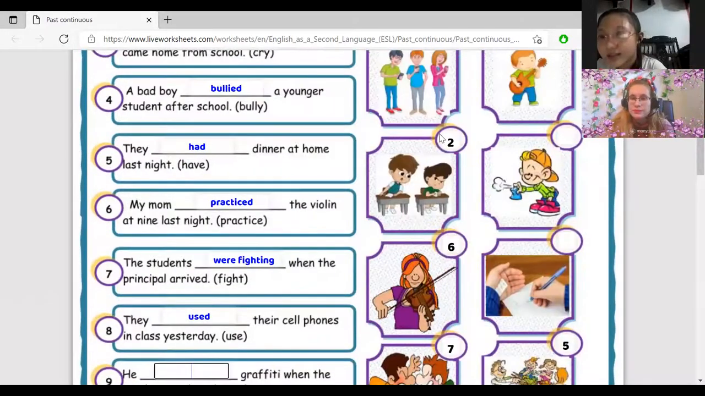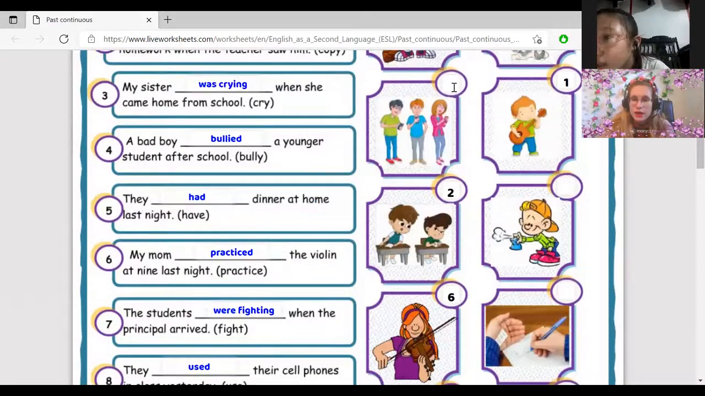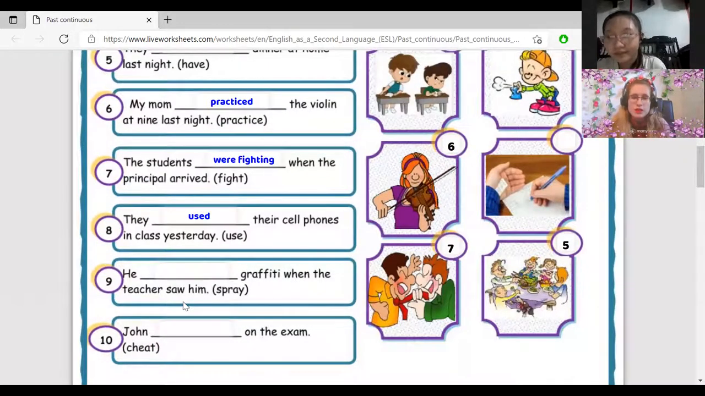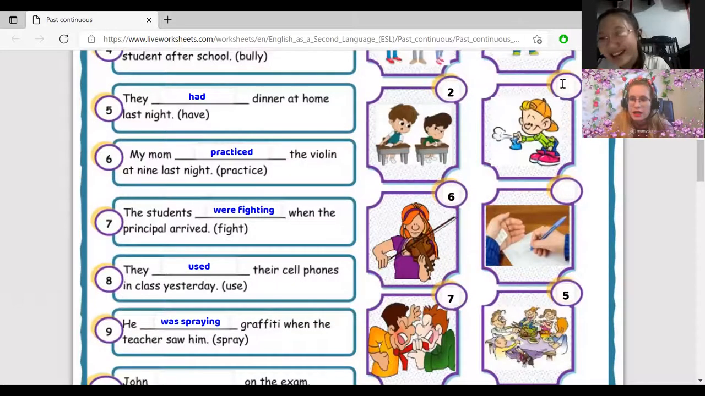Good. Okay. Where? Eight. This one? Oh, yes. Good. Okay. Number nine. He what? Graffiti when the teacher saw him. He sprayed graffiti? No. He was spraying graffiti when the teacher saw him. Yeah, so. Right? Okay, yeah. I think it's this one. Yeah. This one. Good. All right.